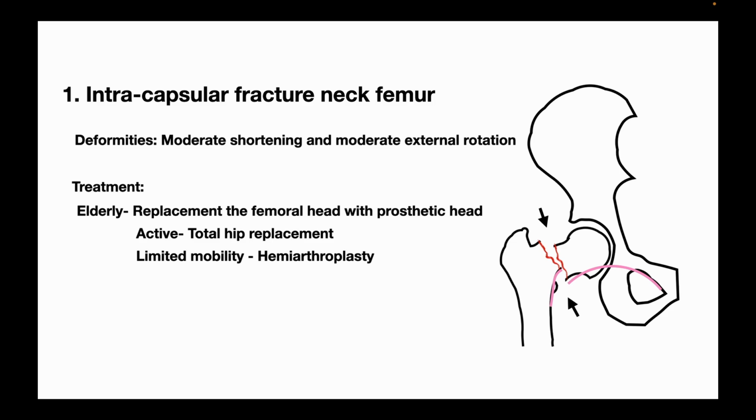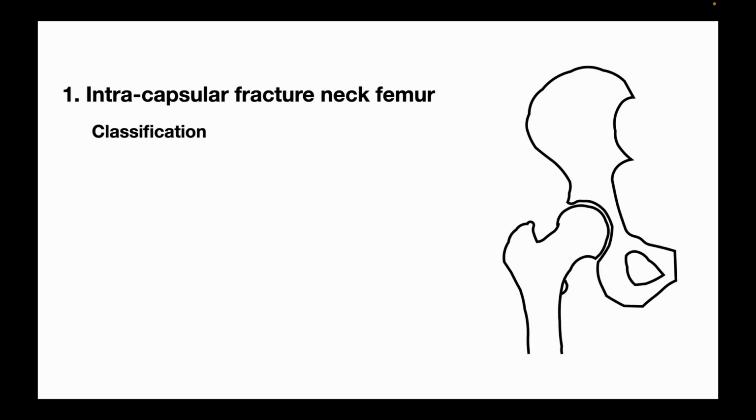In the younger population where bone preservation is also a priority, internal fixation with cannulated screws or DHS may be tried. If it fails, a total hip replacement may be necessary. The classification systems for intracapsular fracture femur are sometimes a hot favorite of examiners.